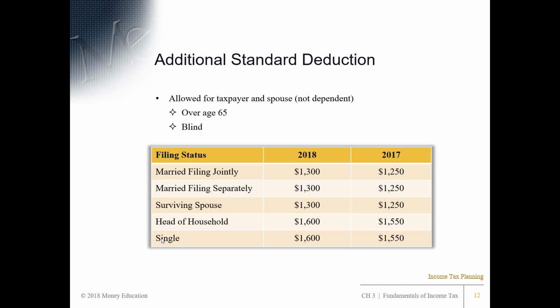So if you're single, if you're over the age of 65 and blind, you get both deductions. So if you're married filing joint and your spouse is over the age of 65 and blind, you would get $2,600 in additional standard deduction added to the $24,000 on the previous page.